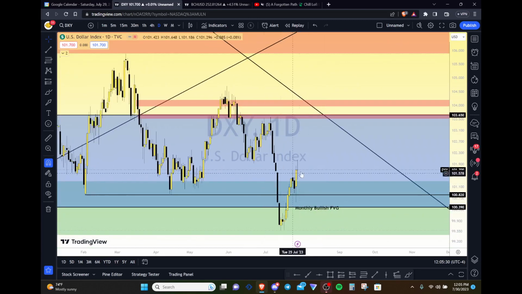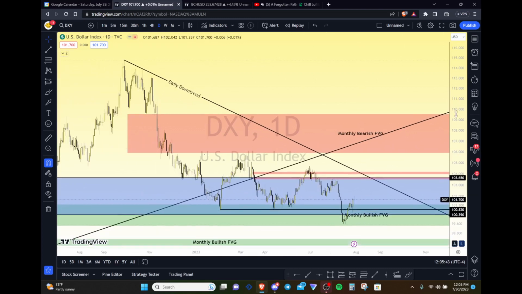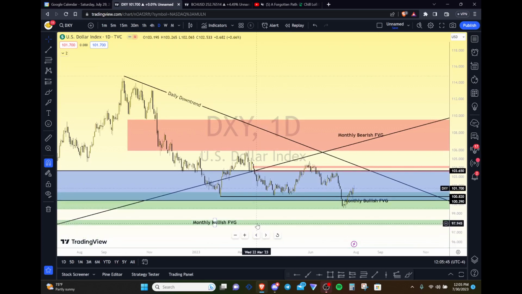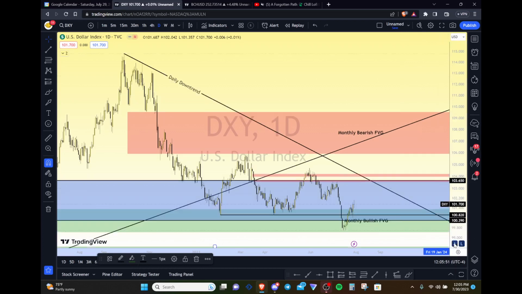So overall it's been performing pretty well, but it's time to see, are we going to make a lower high after taking out these lows here, after breaking this blue zone, and from this lower high will we see continuation down? And if we do, the next major level is going to be this monthly bullish fair value gap at about 98.3, 97.735 will be the next major level.